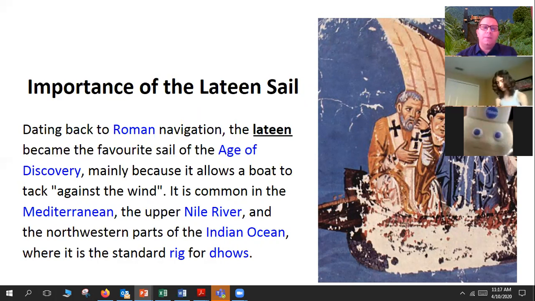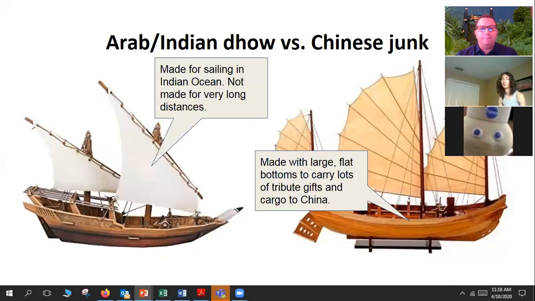Okay, so your big takeaway with the lateen sail is that it allows the ship to sail against the wind. So you're no longer reliant just on the monsoons to push the ship along anymore. Now with these sails, you can sail against the wind. Now, if you take a look at these two ships, what are some of the differences here?